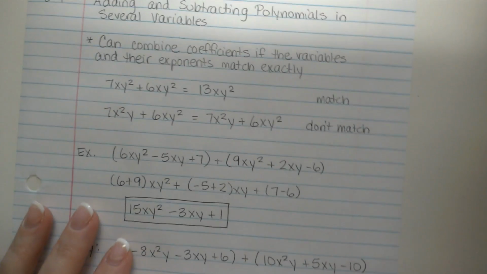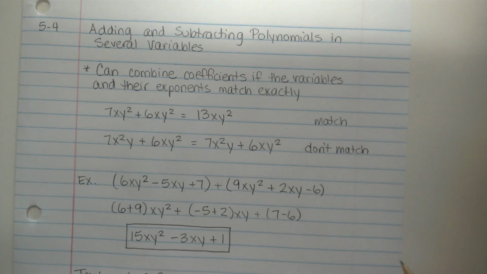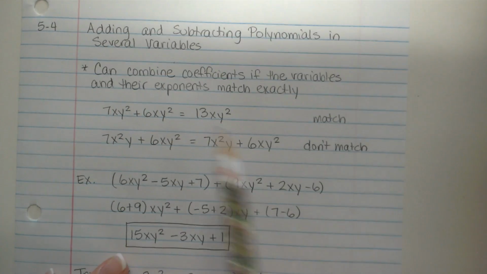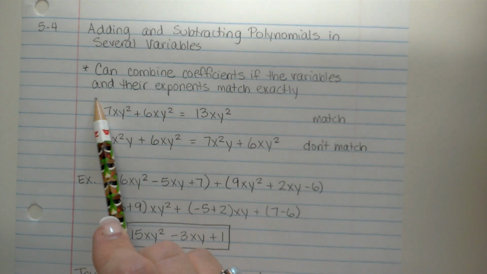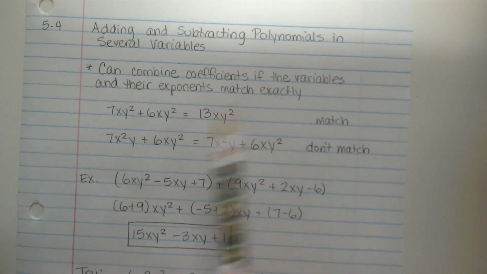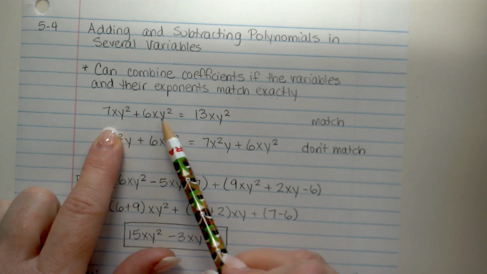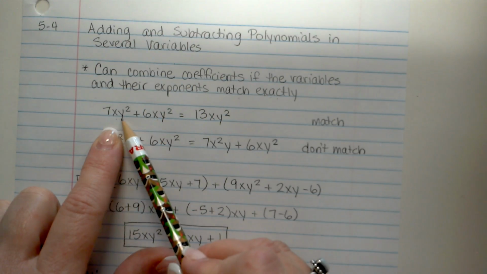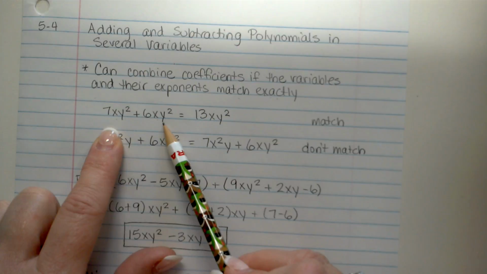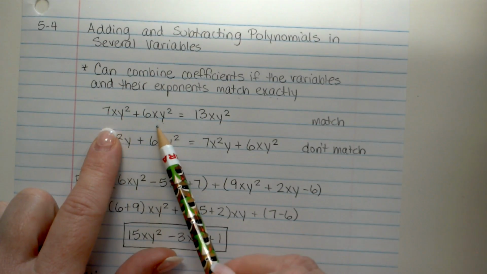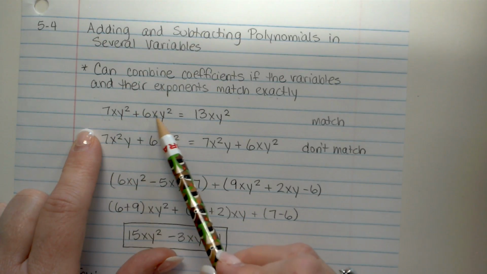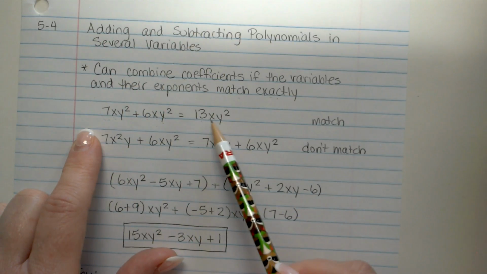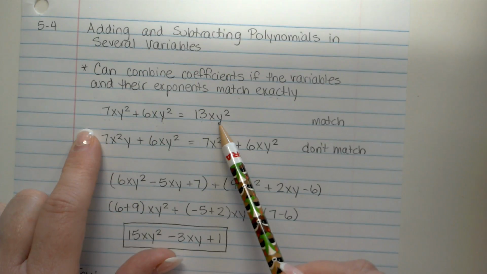So let's talk about adding and subtracting polynomials that have several variables. Again, it kind of goes back to what we learned before. You can only combine the coefficients if the variables and their exponents match exactly. So this has an x to the 1 power, this has an x to the 1 power. This has a y squared, this has a y squared. So since the variables match exactly, you could say I have 7 of the xy squares and 6 more of the xy squares. So I have 13 xy squares exactly, since they match.